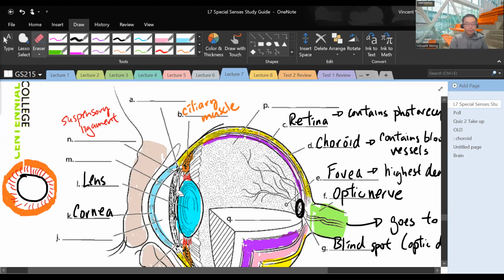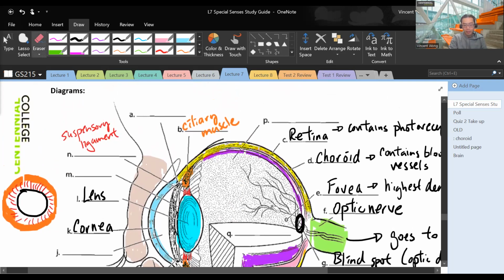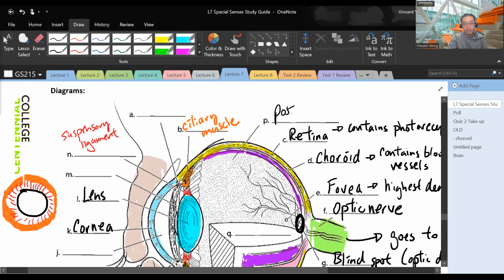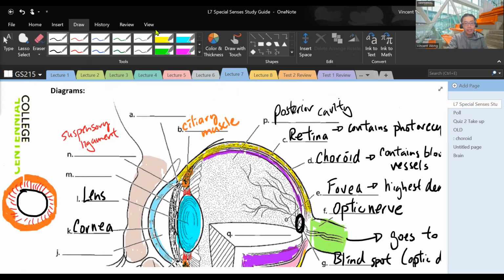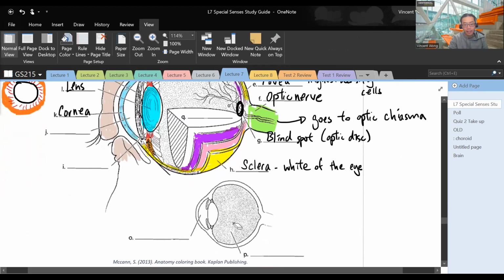What else do we have here? Okay, so the lens actually divides the eye into the front part and then the back part. Over here, the back chamber, we call it the posterior cavity. And over here, it's just the same thing, right? Like the lens here separates the front and the back. So P is posterior cavity.